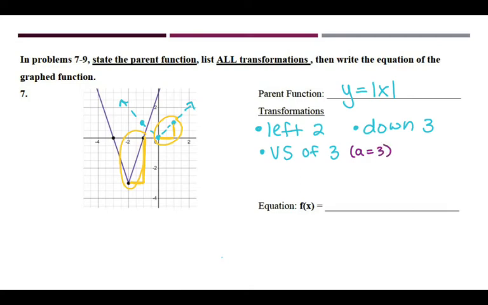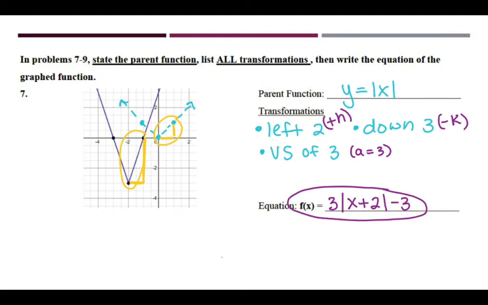My left 2 means I'm going to have a plus H. And my down 3 means I'm going to have a minus K. So putting that all together, I have f of x equals 3 absolute value of x plus 2, because that's a plus H, and minus 3. I'll put this in parentheses. There you go. And here's your equation.